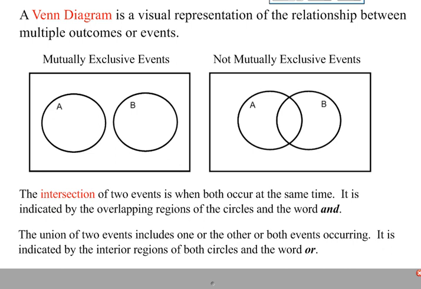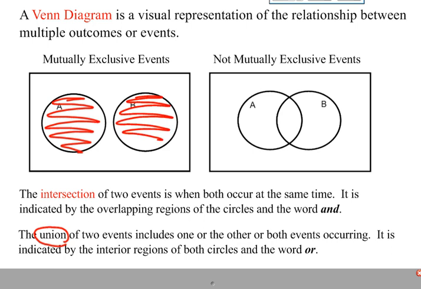The union of two events includes one or the other or both events occurring. It is indicated by the interior regions of both circles and the word "or." Okay, so now we're talking about union, and that word union actually should be highlighted in red because that's the definition. One event or the other event or both. That's what the union stands for.